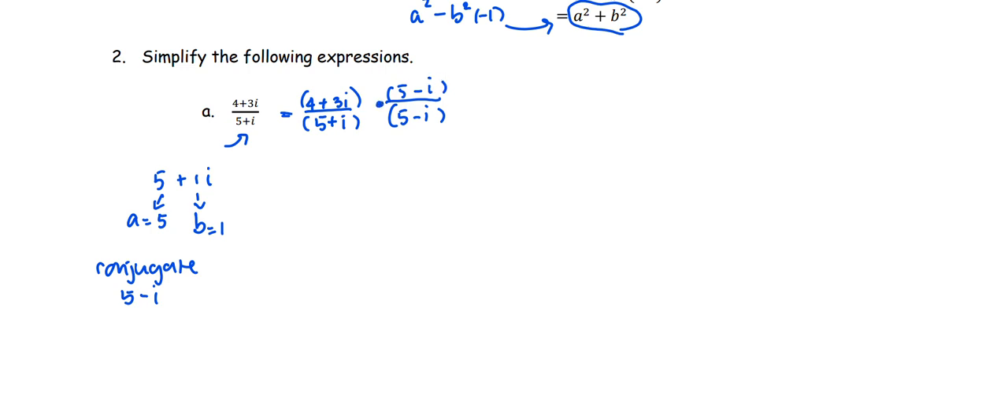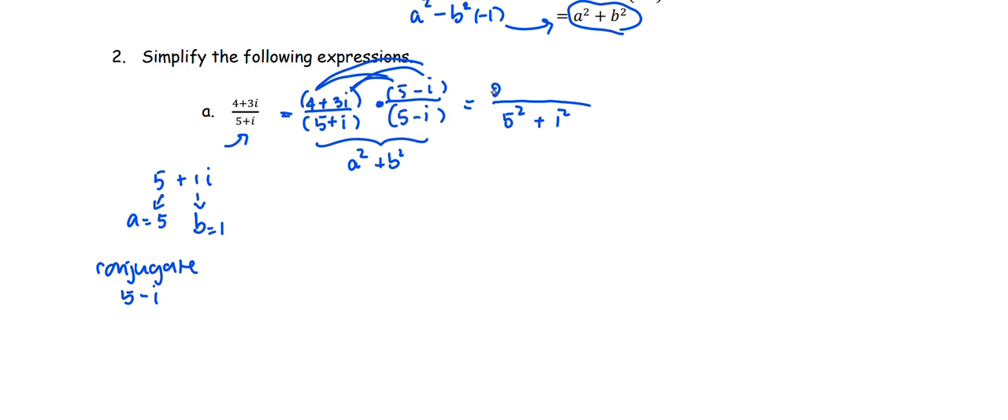So this is multiply. So the denominator, the product becomes a squared plus b squared, where a is 5, so 5 squared, where b is 1, it's going to be 1 squared, and the numerator is going to be the product of the two complex numbers. Use the distributive property again.